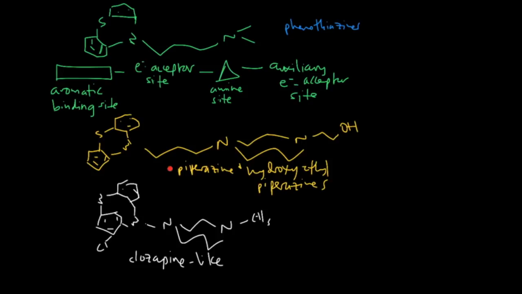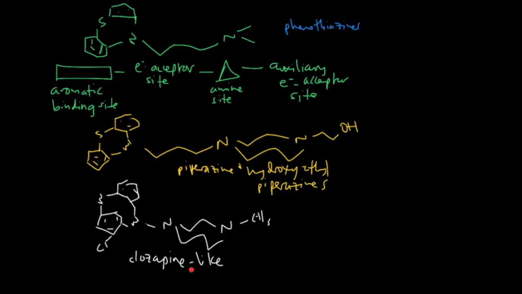However, your piperazines and your hydroxyethylpiperazines do bind to your auxiliary binding site. Here's your aromatic binding site, your nitrogen binds to the electron acceptor site, and this basic tertiary amine binds to your amine site. Your piperazine ring is long enough that it binds to the auxiliary electron acceptor site, whereas your phenothiazines aren't long enough to bind to this auxiliary site. And more binding leads to more potency.